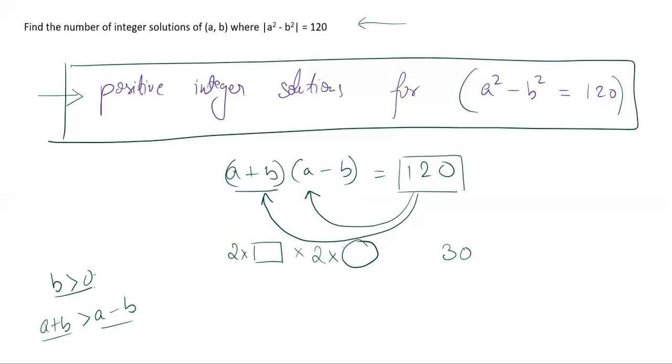So now what we know is whatever factor we distribute to a plus b must be greater than what we distribute to a minus b. For instance, if I distribute 30 as 6 into 5, then the 6 must go to a plus b and the 5 must go to a minus b. Now, if you have a basic understanding of factors, then you will be able to understand this very quickly. If not, then try to understand what is happening here.